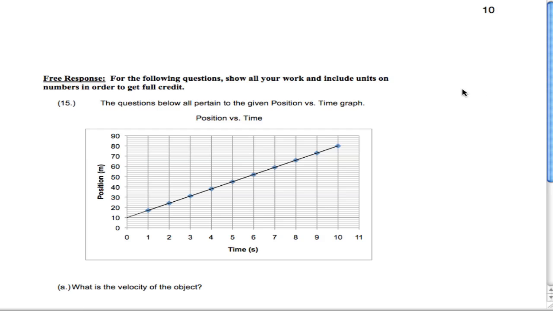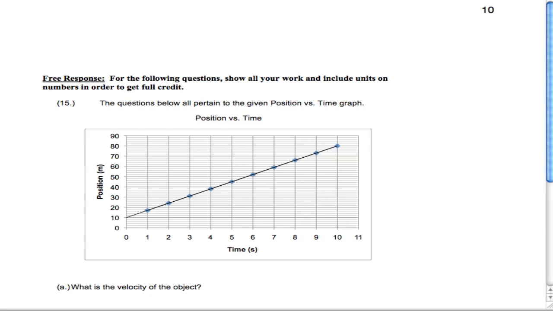Now, we've moved on to the free response section. So let me just check and see how much time I have. So I'll get started on this, and maybe we'll finish it in the second video. So we have a position versus time graph, and let's just get a couple things out of the way. First, I just want to look at this graph and identify a couple things.